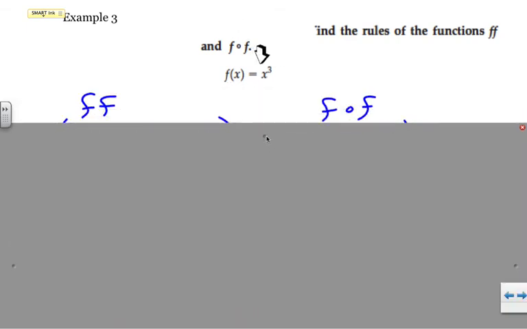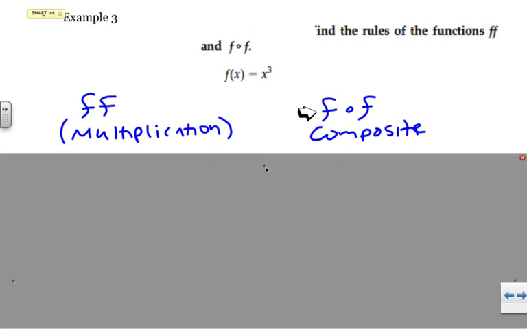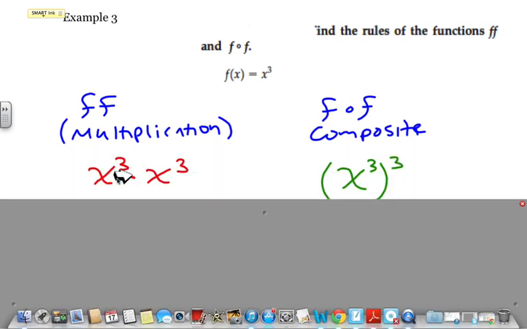So if I have the function f of x equals x to the third, I want to do ff and f of f. ff is multiplication. f of f, lots of f's, okay, is composite function, embedding them within each other. So let's look at what we're doing. If I'm doing ff, I'm doing x to the third times x to the third. Those are my functions. I'm multiplying them together. Composite functions, I'm actually putting the function inside of the function. So it becomes x to the third to the third function, to the third power.